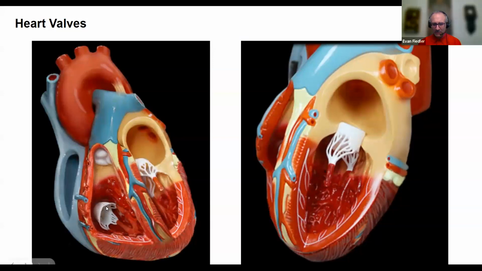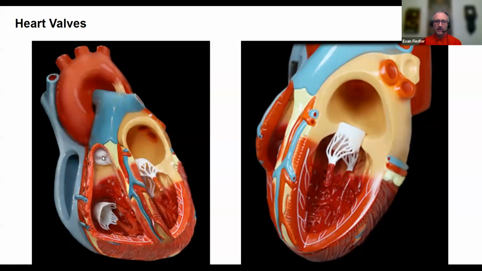Here we see the right tricuspid valve. It has three cusps. It's attached to the right ventricle by the chordae tendineae. It is between the right atrium and right ventricle. Here we see the pulmonary valve. It is between the right ventricle and the pulmonary arteries or pulmonary trunk that lead to the lungs.